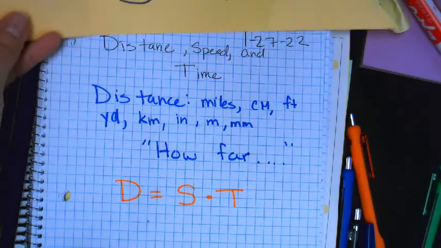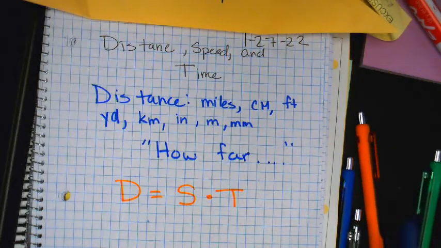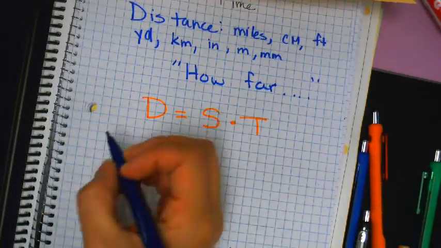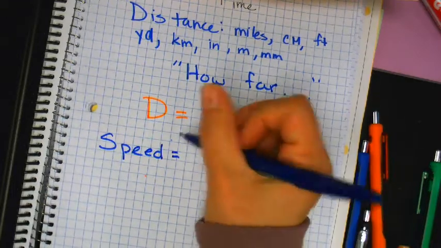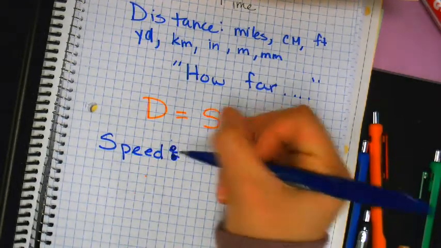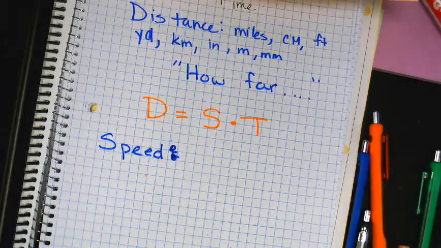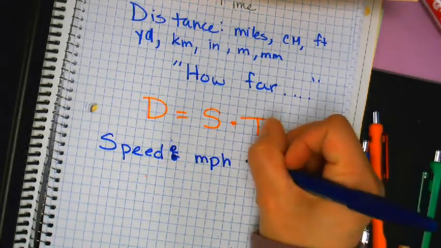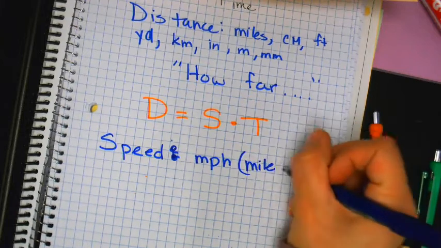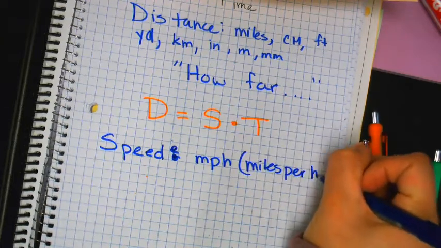All right, so that's distance. We're good? Okay. Now speed. What units do we use for speed? No, units. Miles per hour. Miles per hour. MPH, which is miles per hour.